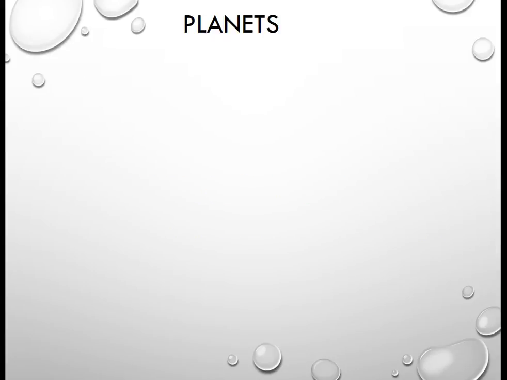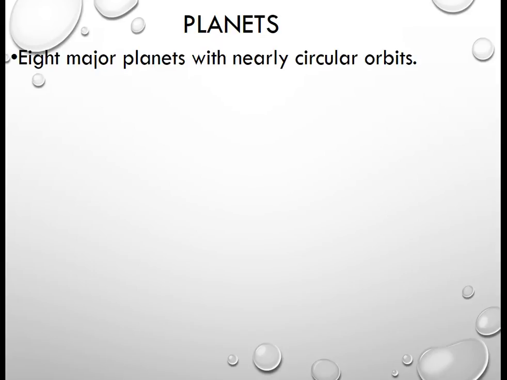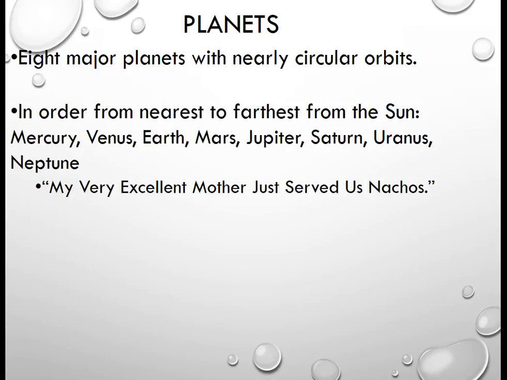Obviously, there are planets in the solar system. The 8 major planets are Mercury, Venus, Earth, Mars, Jupiter, Saturn, Uranus, and Neptune. These planets have nearly circular orbits, and if you want to remember them in order from nearest to farthest from the Sun, a good mnemonic device to use is, "My very excellent mother just served us nachos." If you want to remember Pluto as one of the planets, which it technically is not anymore, "My very excellent mother just served us 9 pizzas."